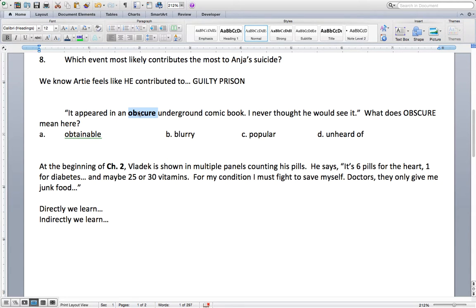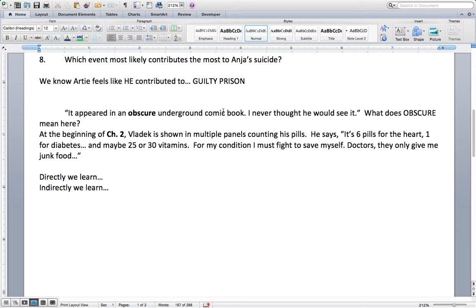First things first. What I do is I cover up the choices. Do not look at the choices. Try to think of what that word means without looking at the choices. So it appeared in an obscure underground comic book. Here's my clue, underground. Well, if something's underground, it's hard to be seen. If you want something to be found, don't bury it. So I would say hidden.